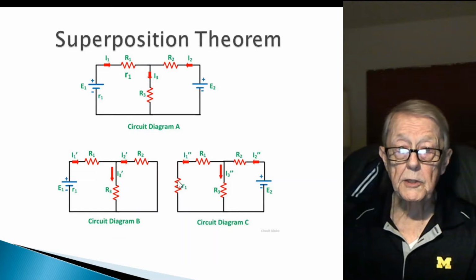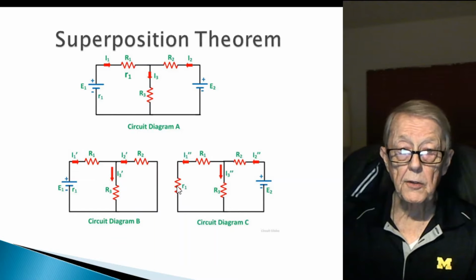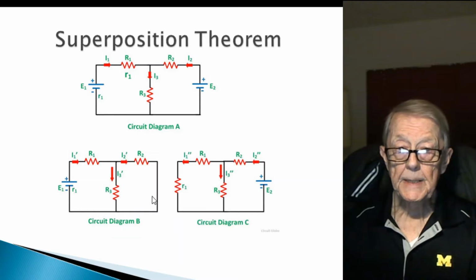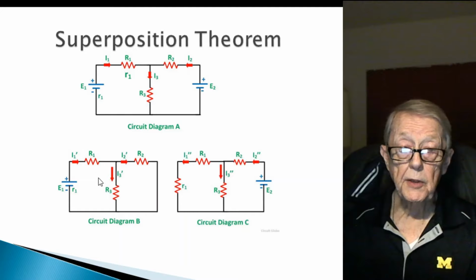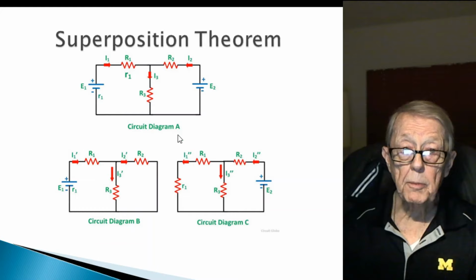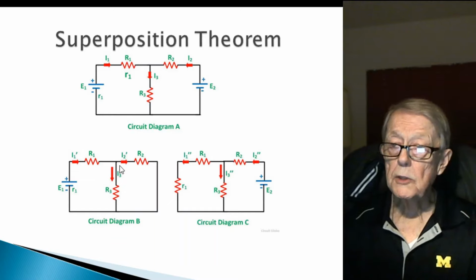Then for the second one, you make this 0. You leave the internal resistance of this source here, and then you do the same thing. You get current flow this way, down here, and it splits and goes into these two resistors. What you can do with the superposition theorem is that I1 prime and I1 double prime add up to make this one. I2 prime and I2 double prime add up to get this one, and so on. It's called the superposition theorem.